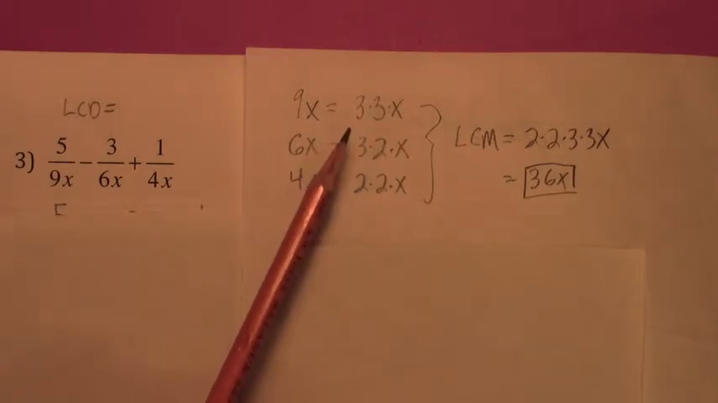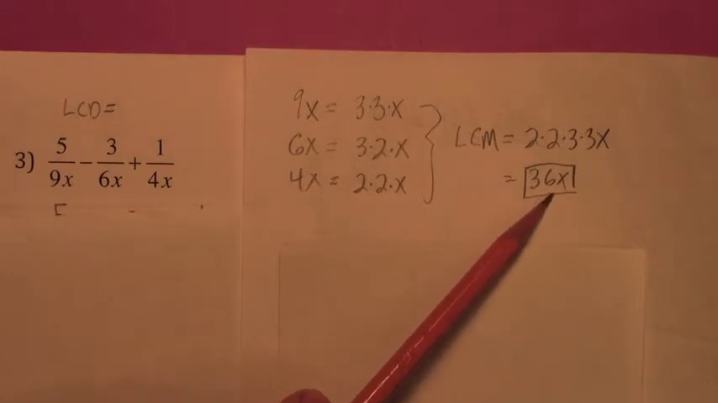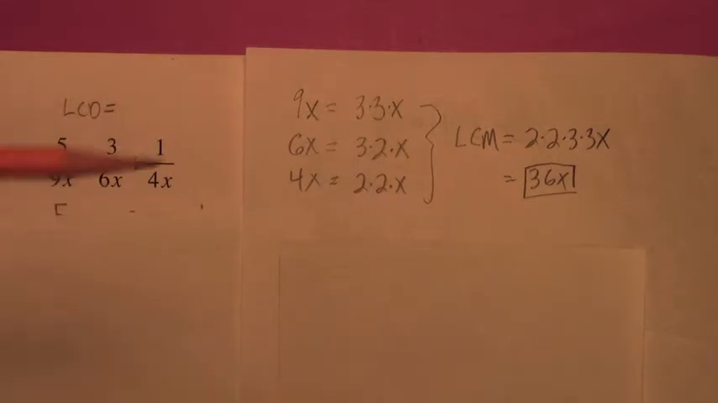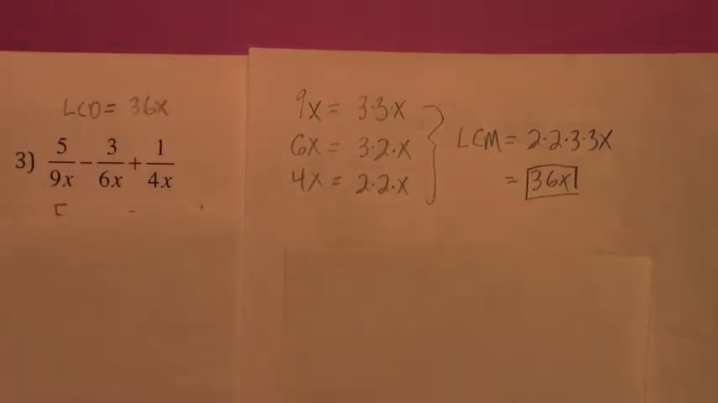So it looks like you're going to need 2 3's, 2 2's, and an x. That turns out to be 36x as your LCD. So just in case, you can always do this. Usually you don't have to on the homework because you can just figure it out. Okay, so let's finish this problem now.